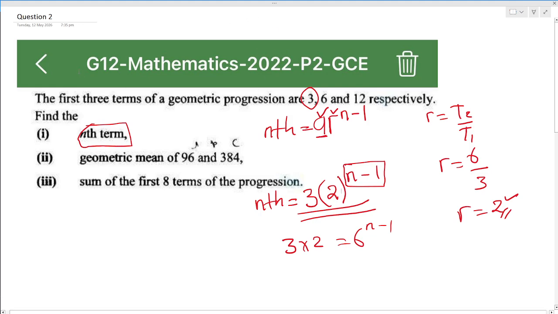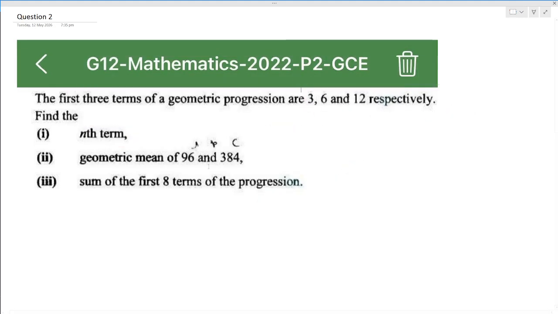GP is simple. It's making sense, I hope. Okay, we get to the next one. Find the geometric mean. Another simple question. All you have to do is make sure you know the formula. Mr. Chipongwe, what is the formula for finding the geometric mean, sir?